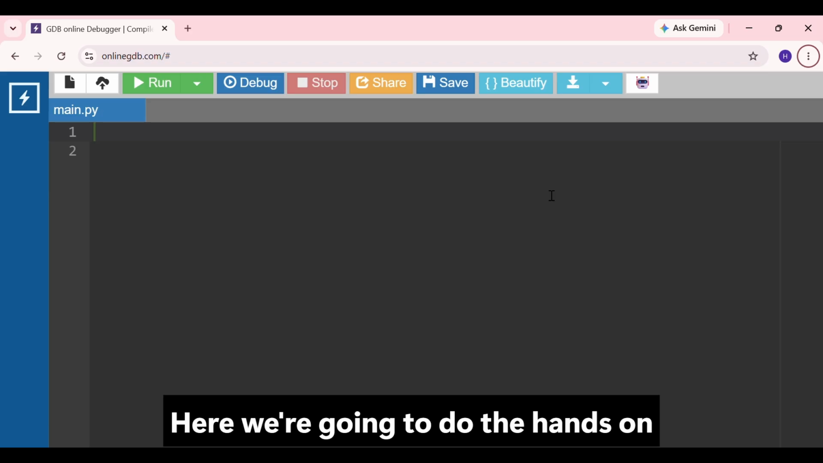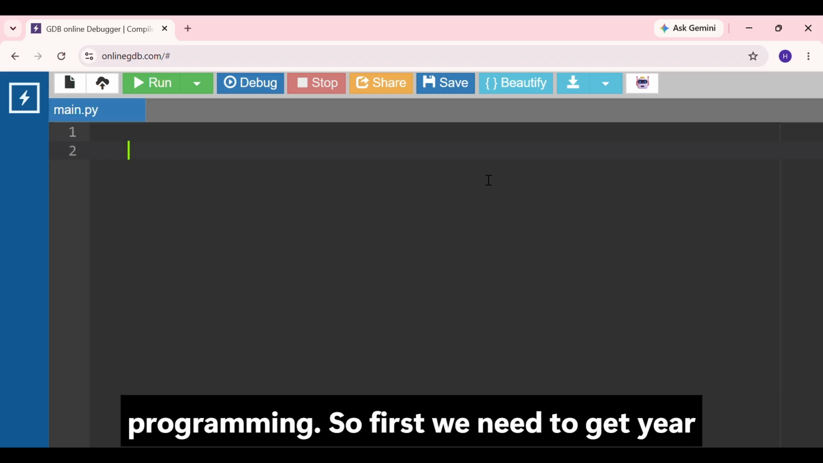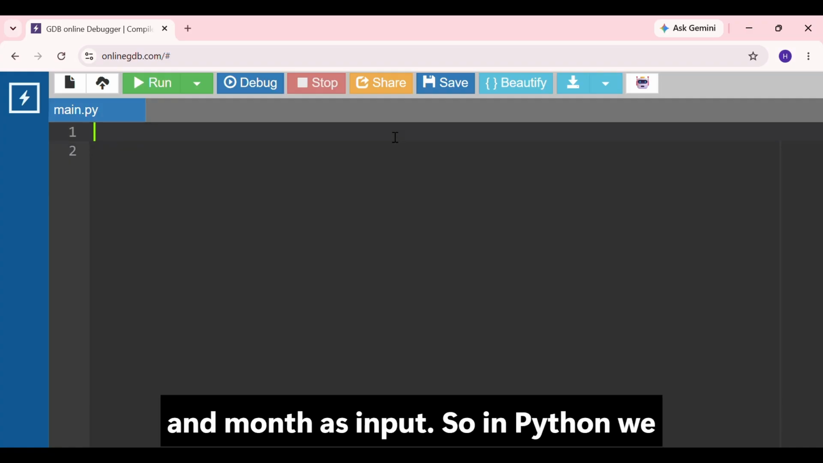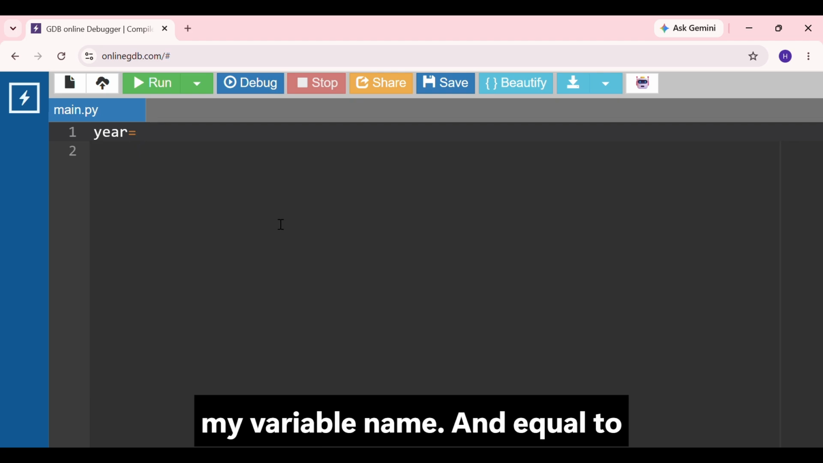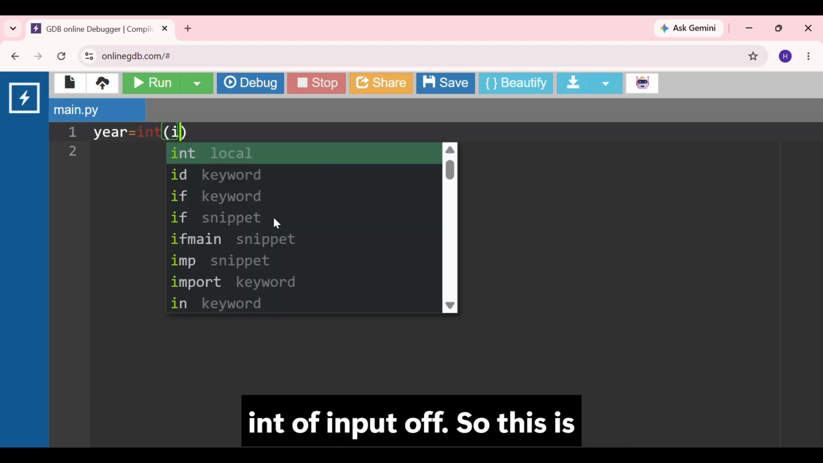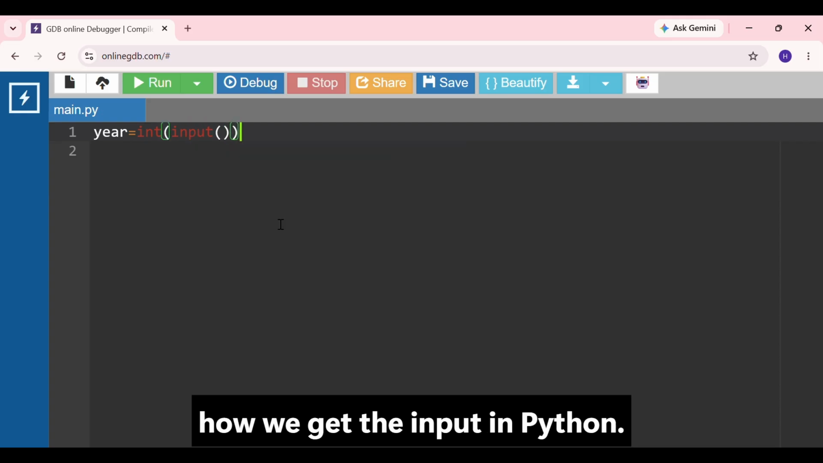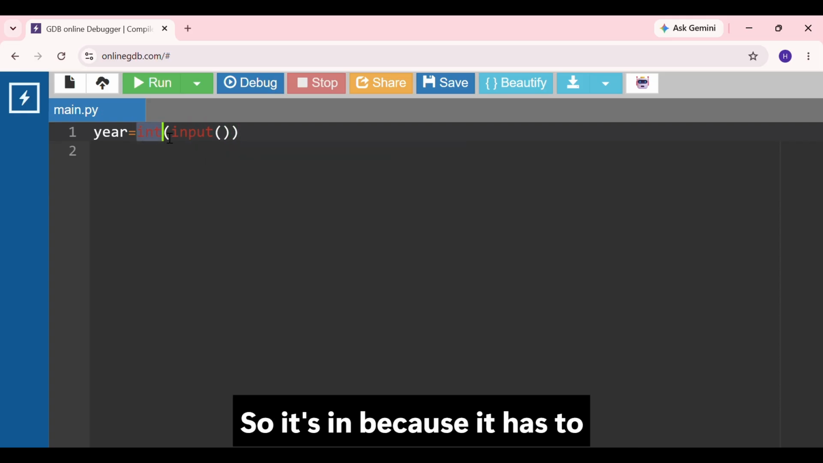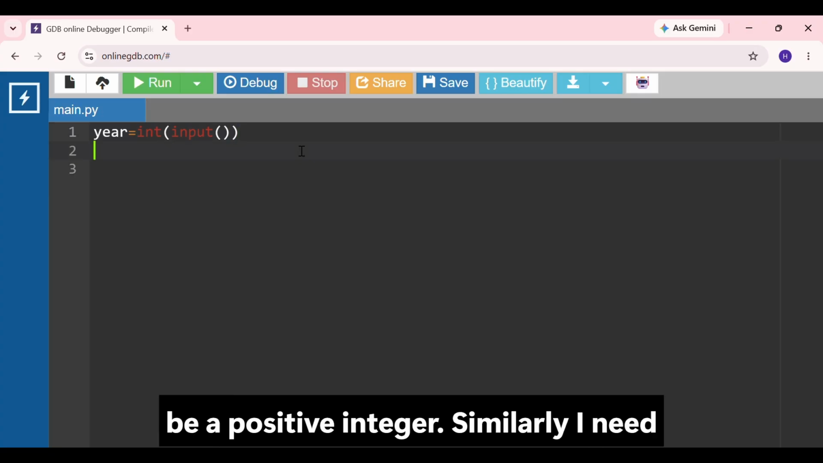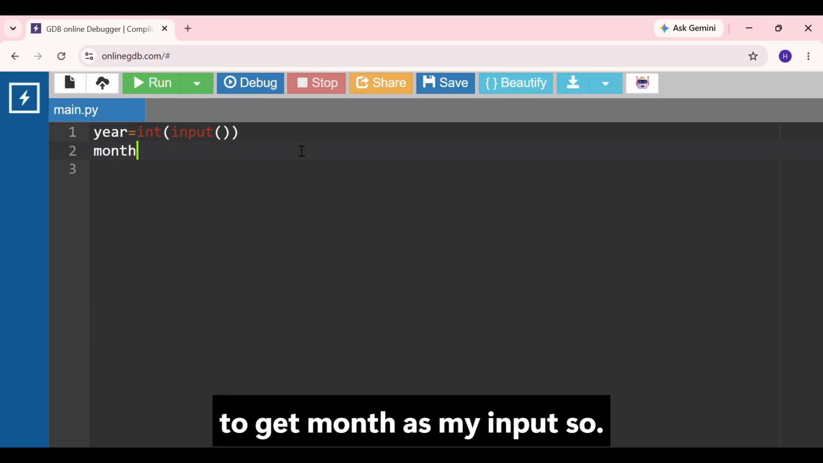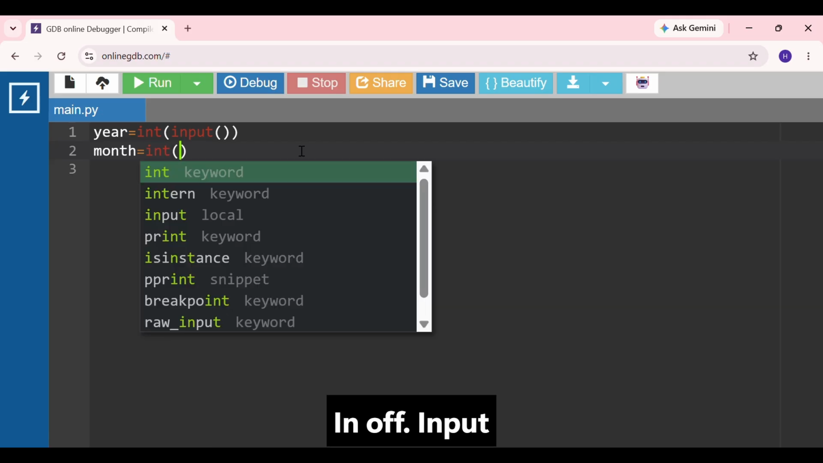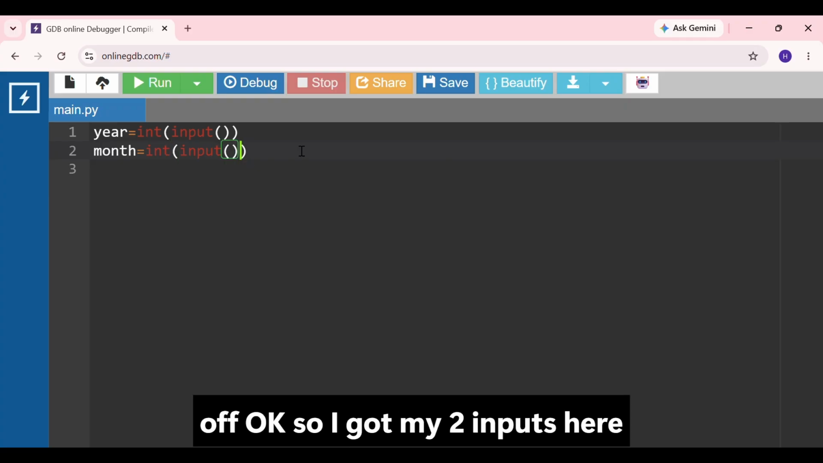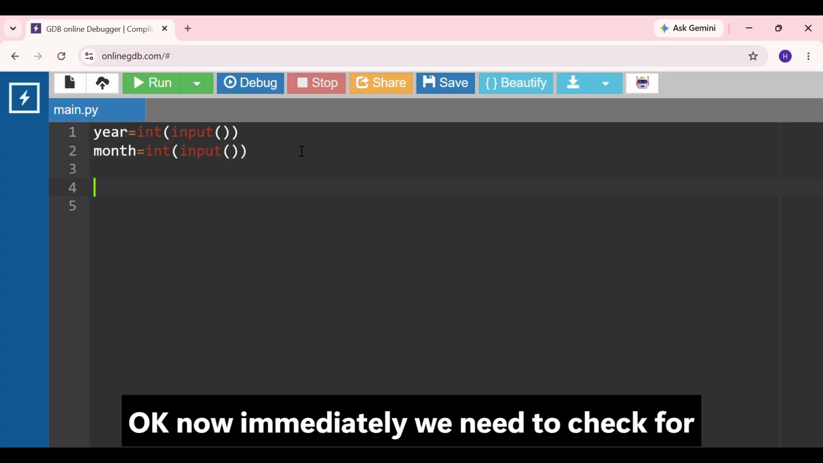Here we're going to do the hands-on programming. First we need to get a year and month as input. In Python, we get the input like this. Here is my variable name equal to int of input of. This is how we get the input in Python. It's int because it has to be a positive integer. Similarly, I need to get month as my input, so int of input of. Okay, so I got my two inputs here.